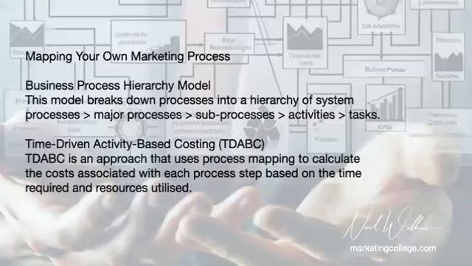We've got business process hierarchy models. That one can break down the processes into a hierarchy of system processes. So in other words, not every step is of the same level of value within the business. Some of them are very simple little activities or tasks, whereas some of them are major processes that are quite strategic and maybe very, very formal.